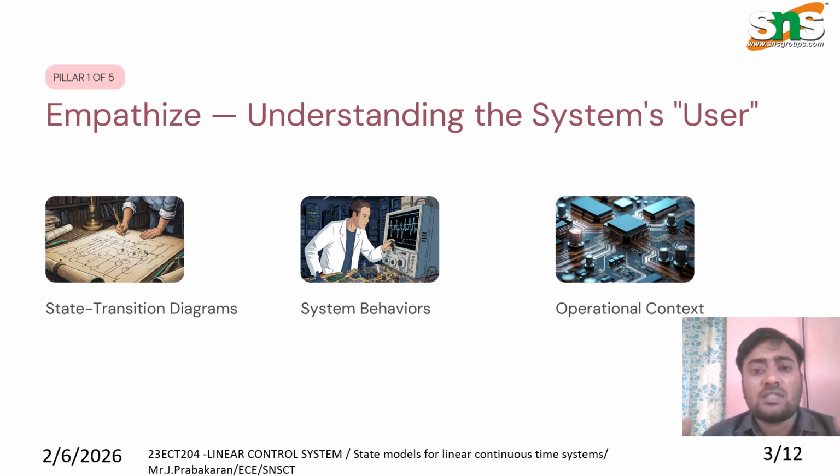We know the first stage of design thinking is empathize. In control systems, this means understanding how the system behaves. Think of a system as a user whose behavior we want to understand. We study how the system changes from one state to another, what inputs affect the system, what outputs are produced, what disturbances may occur. State transition diagrams help us visualize these changes clearly. Understanding the system thoroughly is the first step toward building an accurate model.